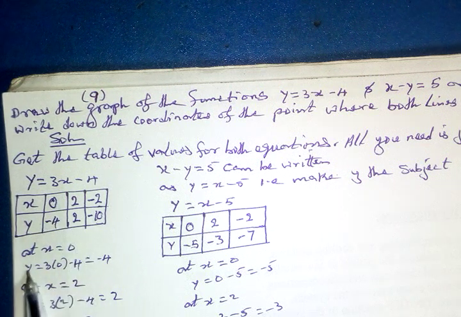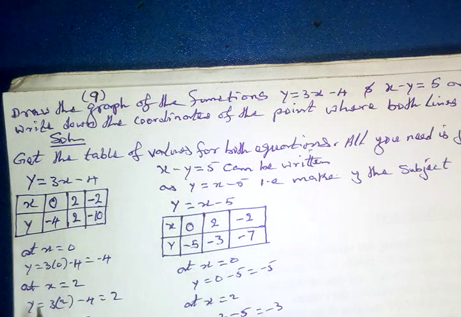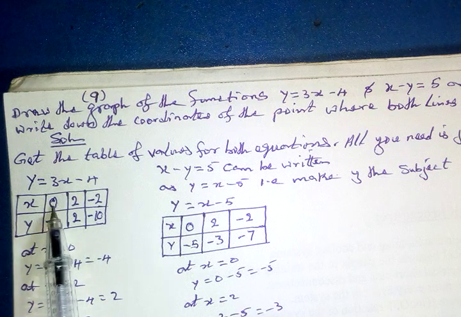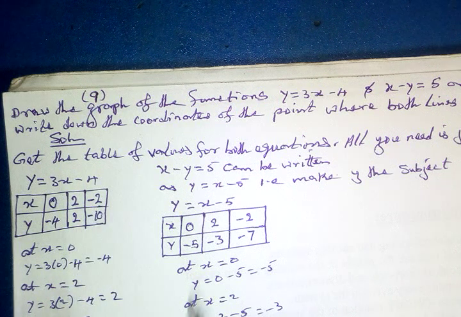equal to 0, y will be equal to 3 times 0 minus 4, which is still the same as minus 4. When x is 2, y will be equal to 3 times 2 minus 4, which will be 6 minus 4, which is the same as 2. And when x is minus 2, y will be equal to 3 times minus 2, which is minus 6, and minus 6 minus 4 is equal to minus 10. You notice I was able to pick a 0, a positive number, and a negative number. This is to make utmost use of the graph book.